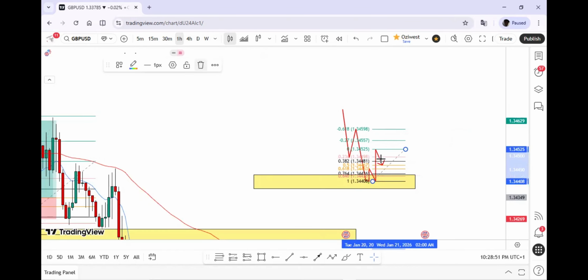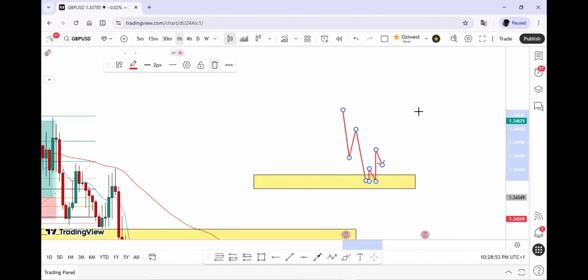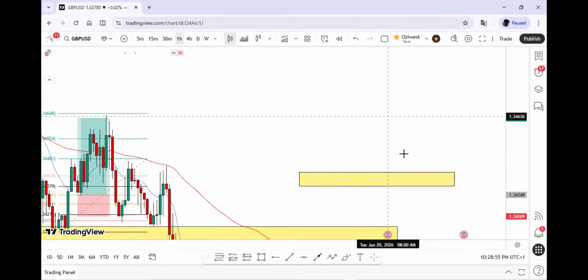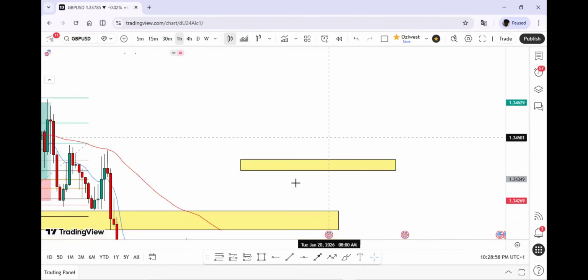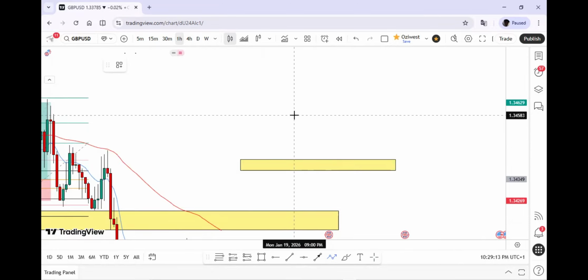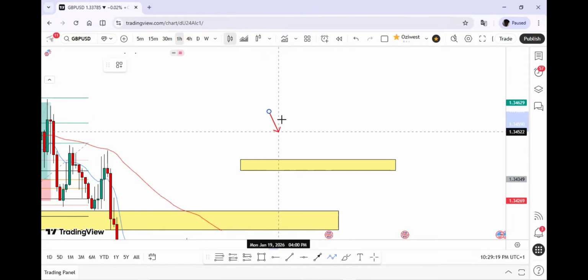Another way I approach the market is looking at the daily and the 4-hour time frame. Those are my big time frames where I follow the overall trend or the overall direction of the market. So let's continue using the 4-hour as an example. Let's say this is a 4-hour time frame.